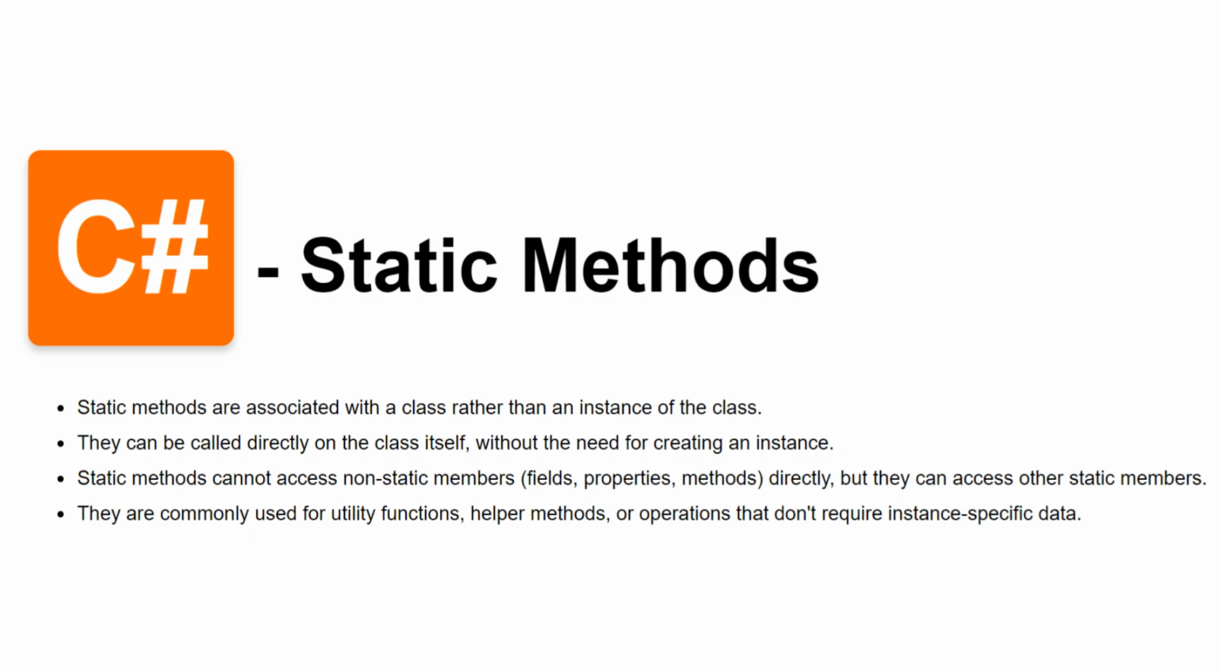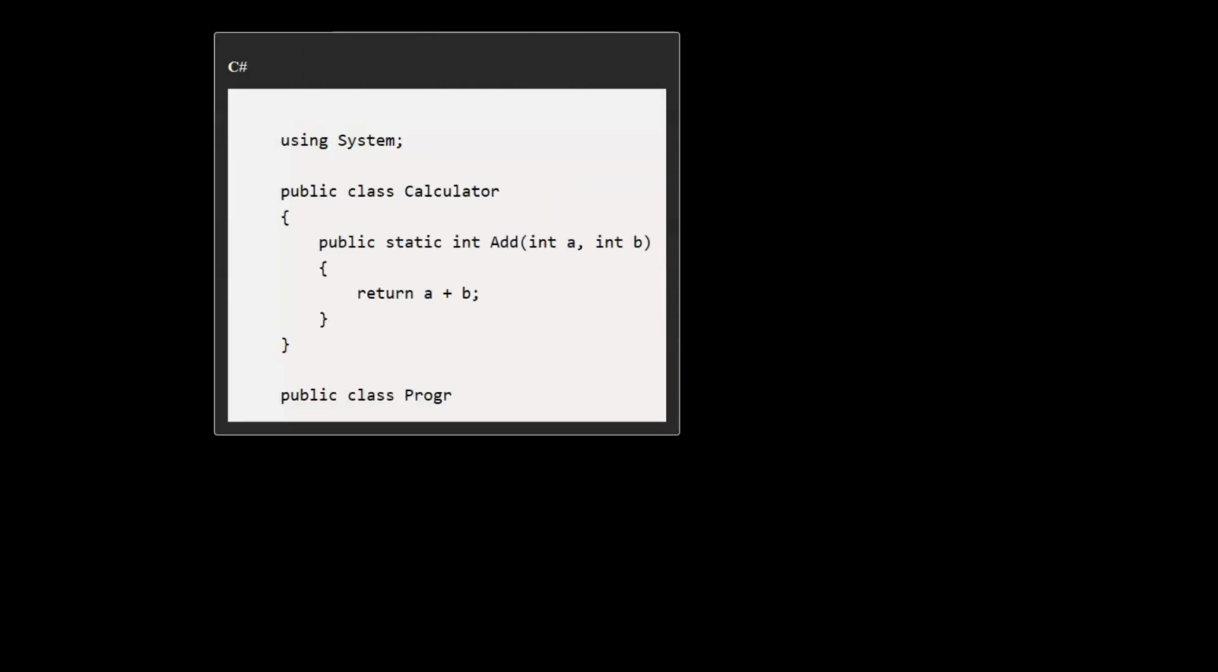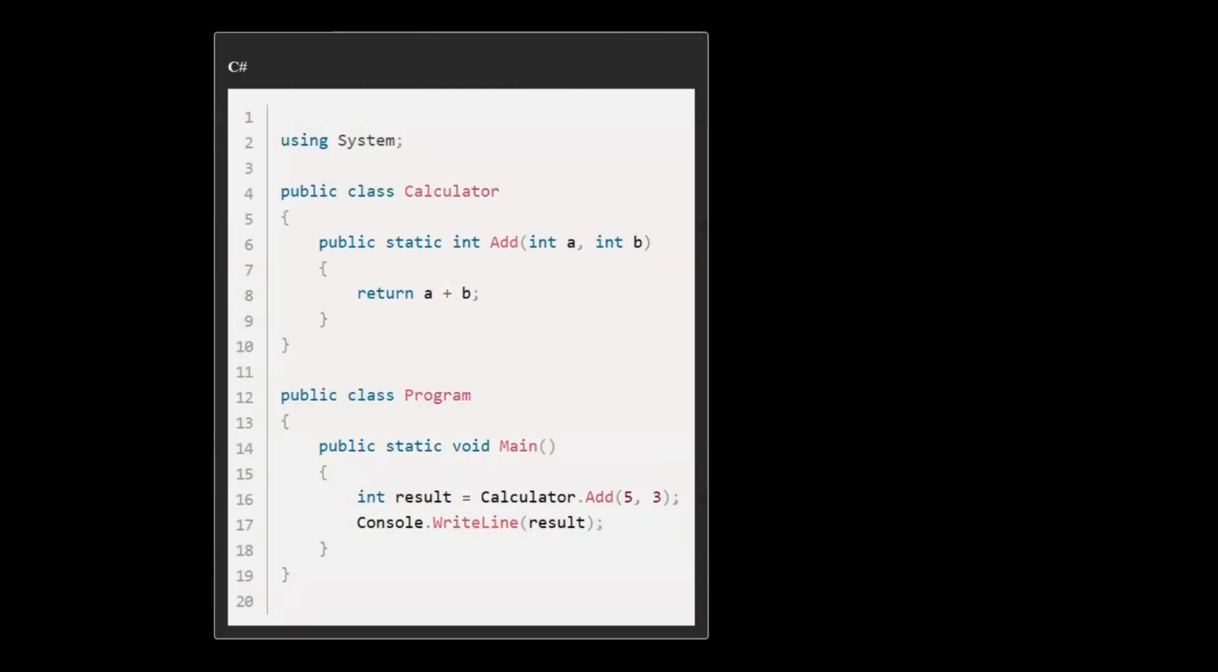Here's an example. We have a static method called add inside the Calculator class. Our static method add takes two integers as parameters and returns their sum. Since this is a static method, we can call it directly on the class Calculator without creating an instance of that class. And in the main method, we call the add method and pass in the values 5 and 3. And the result, when we run the code, printed to the console, is going to be 8.